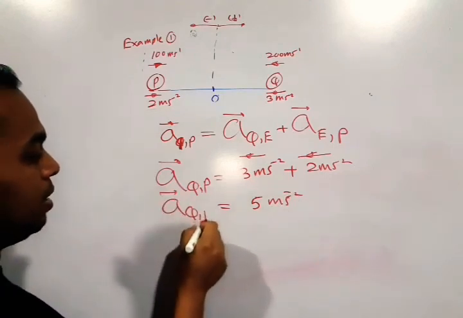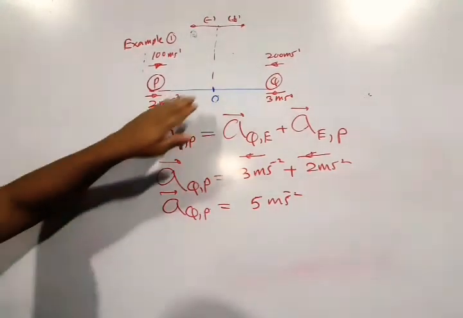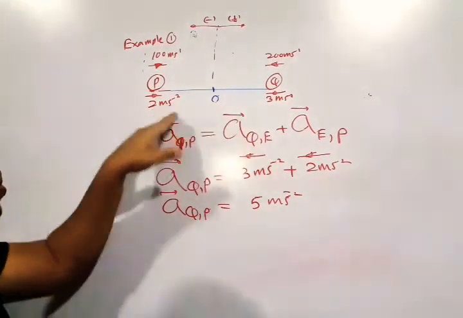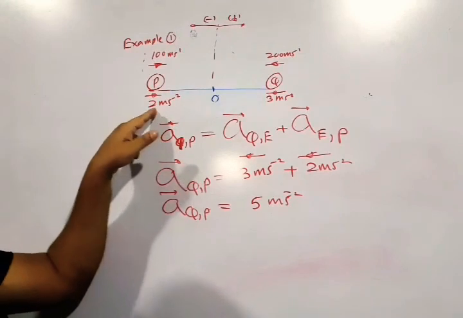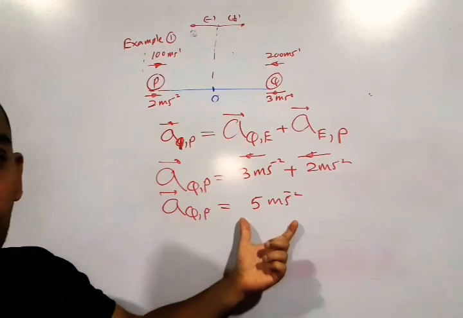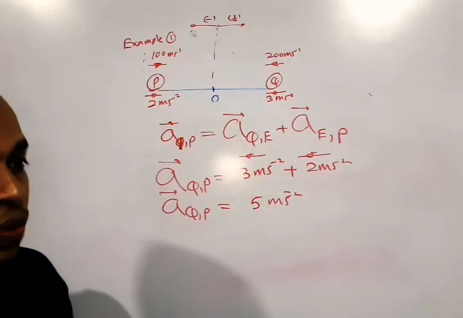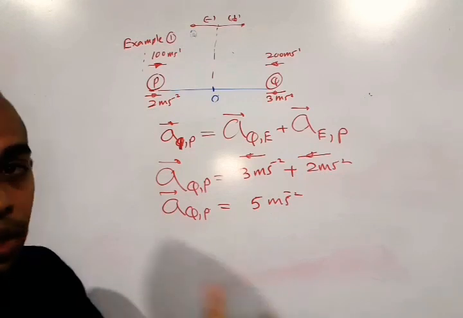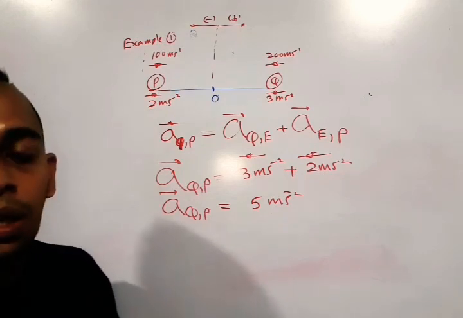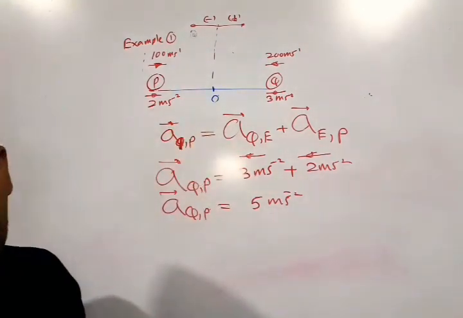You can see here that with respect to a fixed point, the accelerations of these two are 2 and 3 meters per second squared, but the relative acceleration is much higher. It is the addition of these two values. So you would see that the rate of change of the velocities would be much higher relatively, but to a fixed point, it won't be that high.